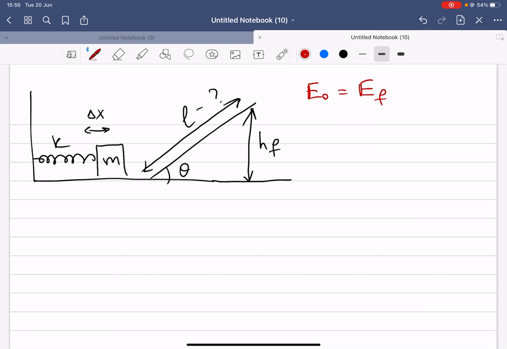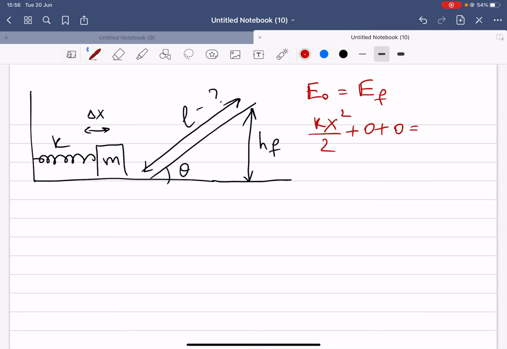The first one is energy initial, which is kx squared over 2 plus 0, which is kinetic energy, which is not moving, plus potential energy, which is also equal to 0.